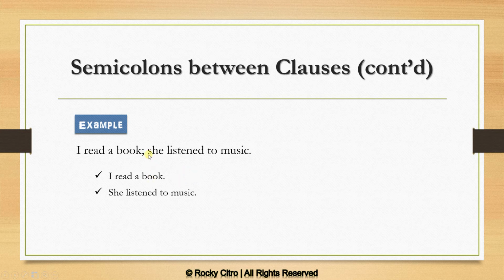We also have to check and make sure that we don't have a coordinating conjunction, because if we did, we would use a comma. In this case, we don't have one of these 7 little words. We have 2 complete thoughts that are joined together. So we can use a semicolon.